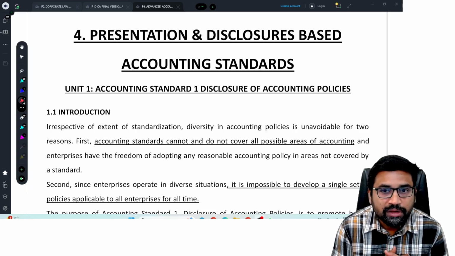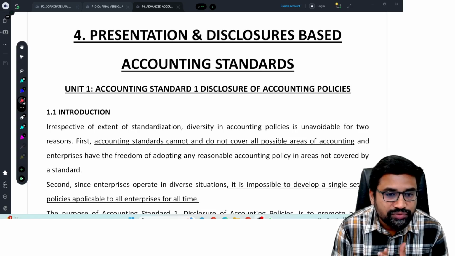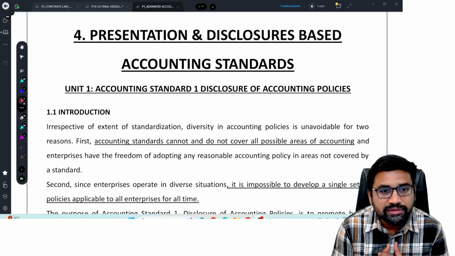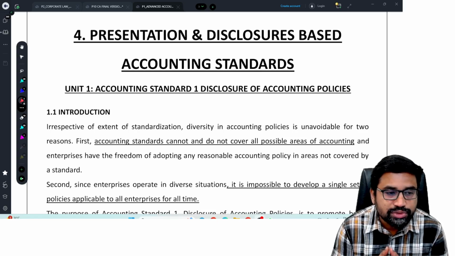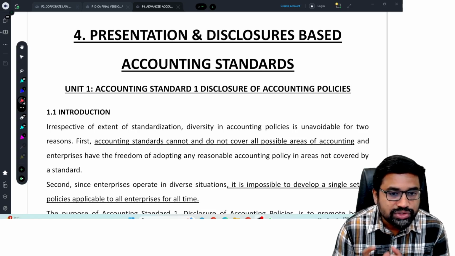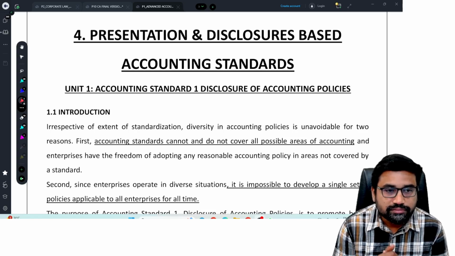prepare. And the uniqueness of this revision is I want to cover each and every point from study material, each and every example from study material. Once the standard is completed, I am going to cover MCQs from study material also. And also, wherever it is required, if I feel, definitely I am going to solve the questions also.